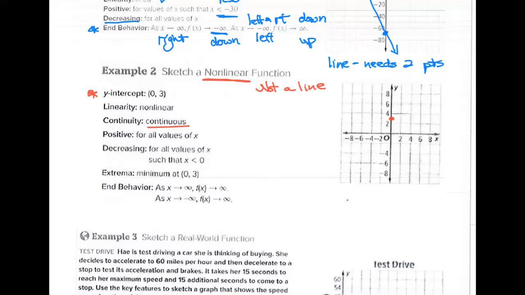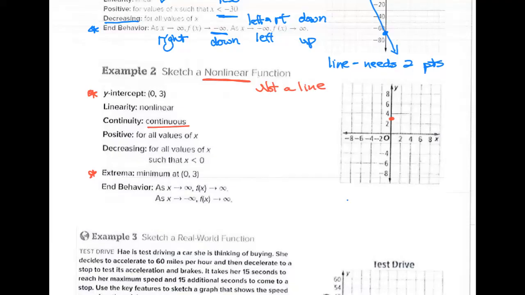Decreasing for all values of x such that x is less than 0. Okay, we'll come back to that in a minute. Extrema, that's one of those 3 important things. You want to do the intercepts, extrema, and your end behaviors. This says there is a minimum at 0, 3.